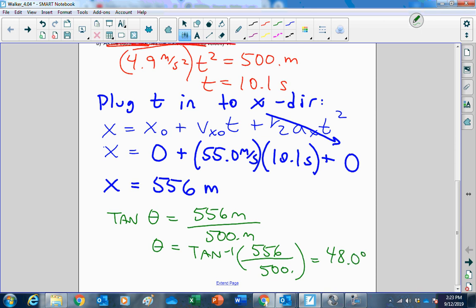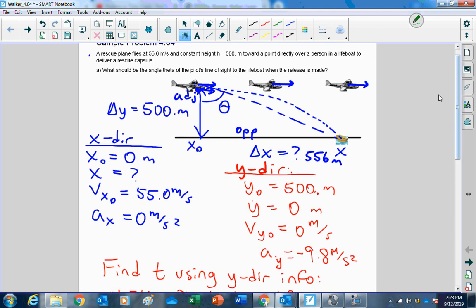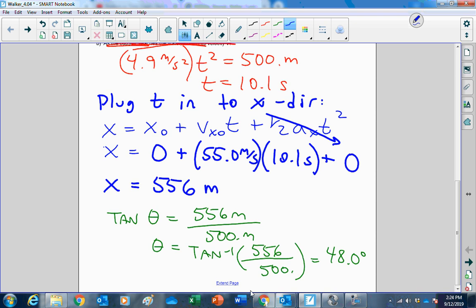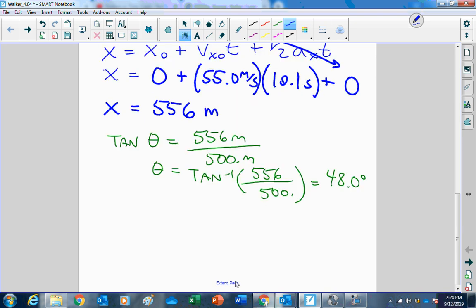Okay. And then the last part, part B, it says, when it actually hits the water, it's going to be hitting at an angle, right? Because now it's got not only the sideways velocity, but it also has a downward velocity. It's got a Vx and a Vy at this moment, because gravity sped it up. So what they're asking for is the magnitude of the velocity overall. Let's quick solve for that.